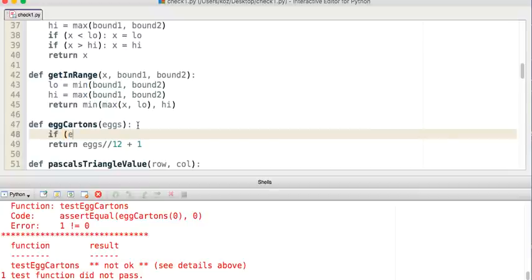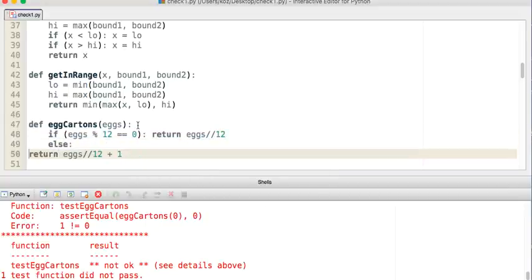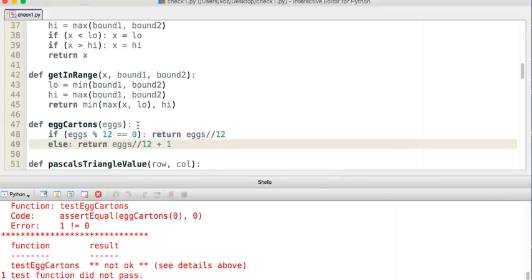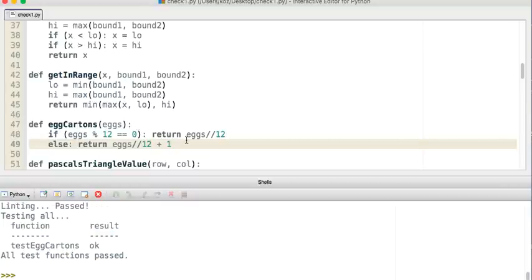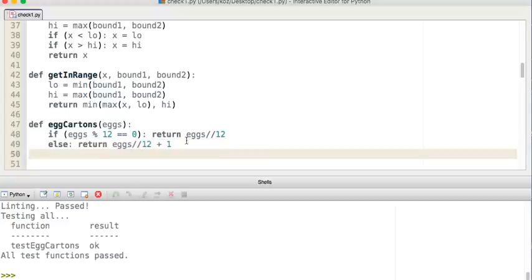That is to say, when we take eggs modulo 12, we get 0. That's how you test if eggs is a multiple of 12. Then we just want to return eggs over 12. Otherwise, we want to go ahead and return this expression. And sure enough, we passed. This works fine and dandy, but it turns out there may be a clearer way of doing this.